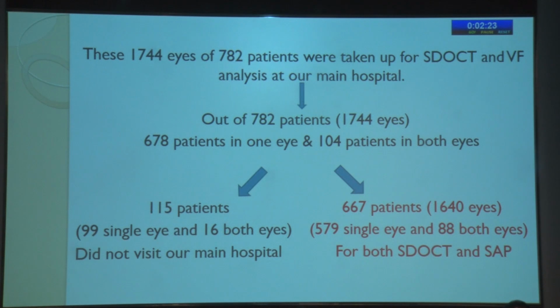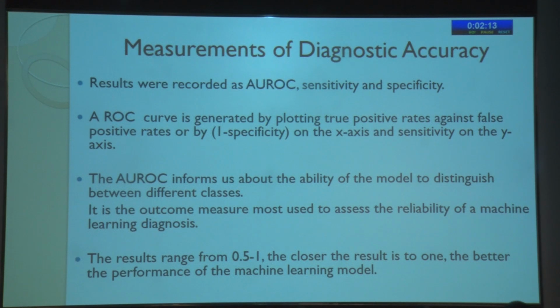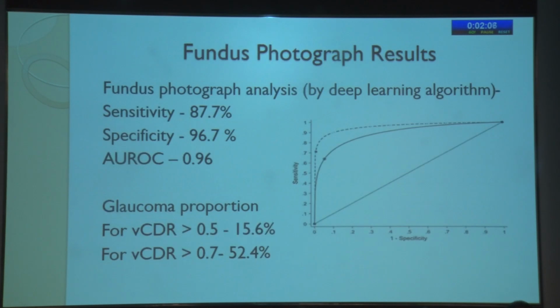Those patients were called to the base hospital for SD-OCT and visual field analysis at the main hospital, and out of these 782 patients, 1,640 eyes were analyzed because the remaining patients didn't turn up. We have used area under the receiver operating characteristic curve, sensitivity and specificity for our diagnostic accuracy.